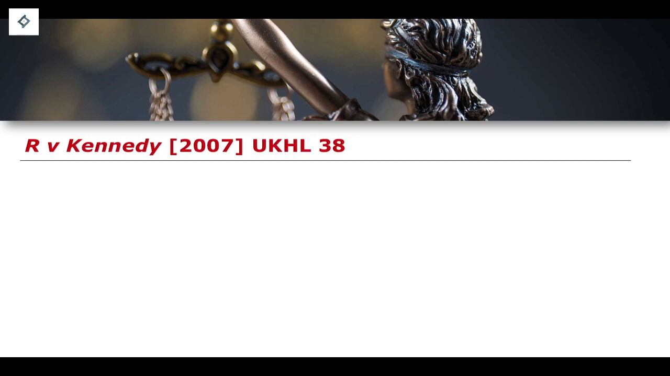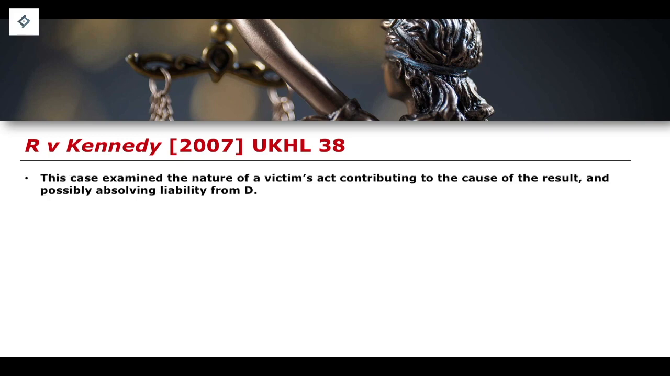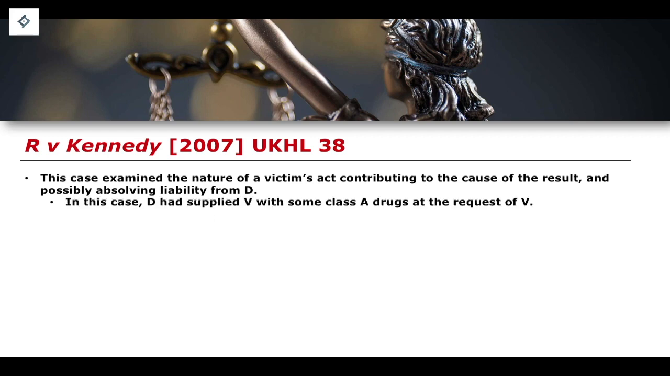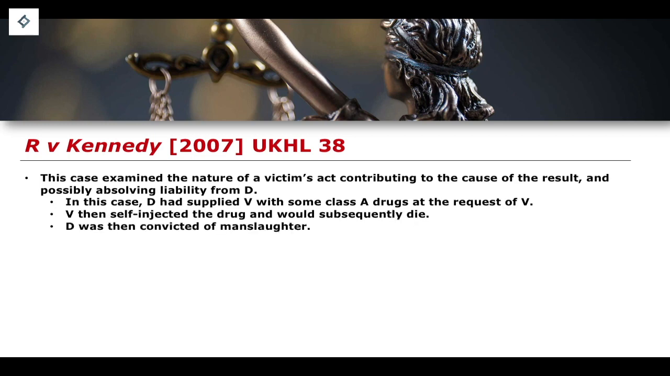In 2007, we see a similar case of Crown versus Kennedy. This case examined the nature of a victim's act and whether or not the victim's act can contribute to the cause of the result and therefore possibly absolve the liability of the defendant. Ultimately, what happens in this case is the defendant supplied the victim with some Class A drugs. This was done at the request of the victim, as it normally is. You don't often have drug dealers just giving victims drugs. The victim asked for some drugs. The defendant, being a drug dealer or supplier, supplied the victim with some Class A drugs. The victim then self-injected, self-administered the drug themselves and would subsequently die as a result of this self-administration.